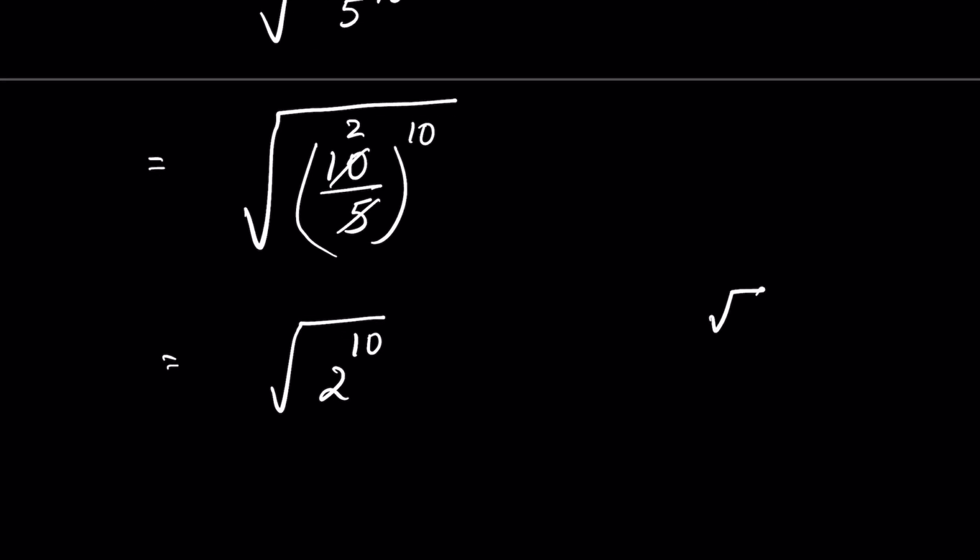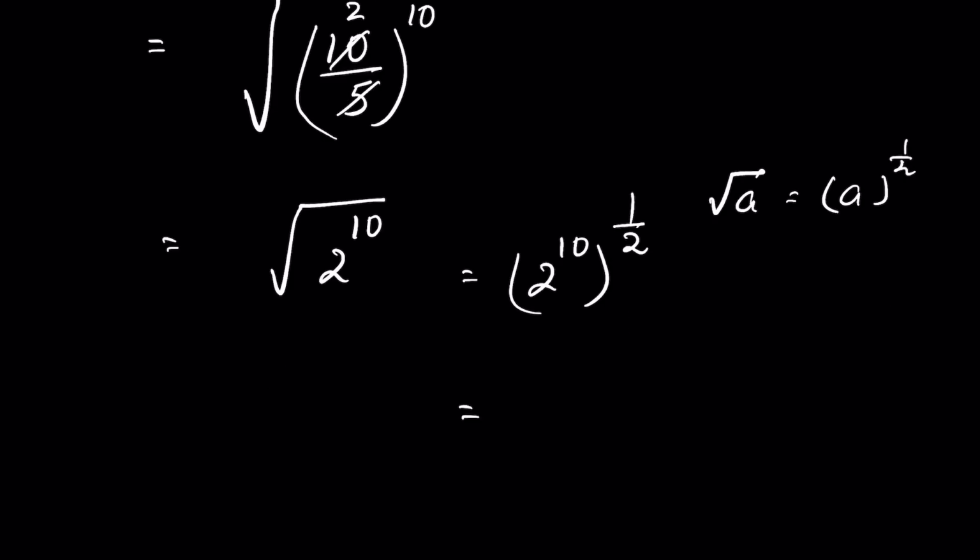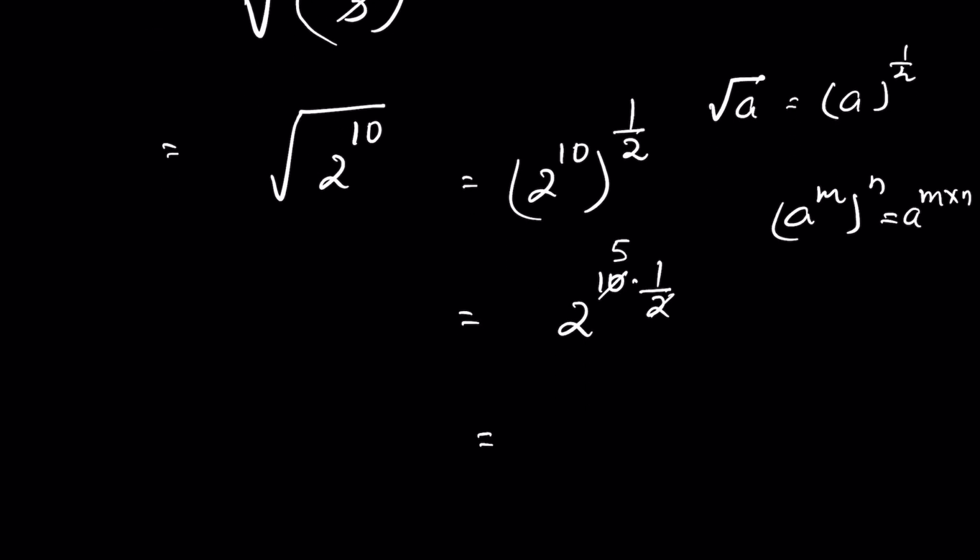Now square root means a is raised to the power of 1 upon 2. So this is 2 to the power 10 whole raised to the power 1 upon 2, or this is 2 to the power 10 times 1 upon 2, because when a to the power m whole to the power n, this is equal to a to the power m times n. 2 times 5 is 10. So 2 to the power 5 is equal to 32. This is our answer.